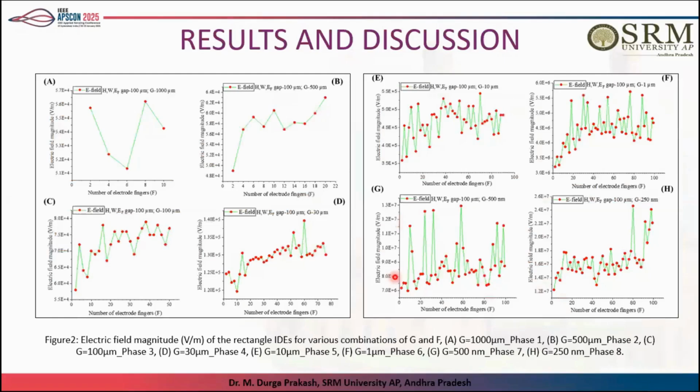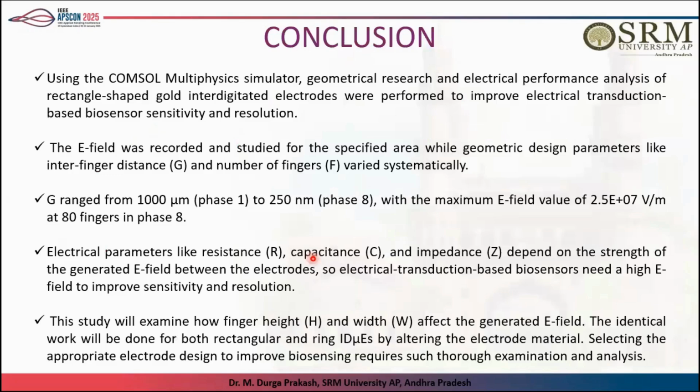So for all these, these are the simulation results we have achieved for electric field versus rectangular interdigitated microelectrodes for various G values, F values, in this way, a total of 8 phases. I have shown the total 8 phases in these graphs. And finally, based on this large number of different simulation data, and towards biosensing, we targeted the parameters that are relevant or a good fit for sensing applications.